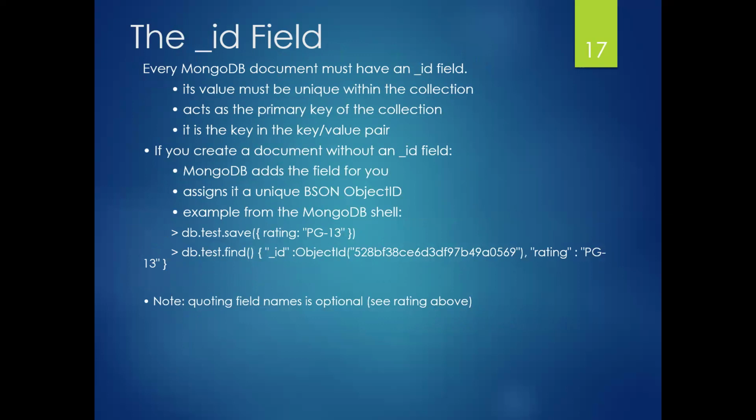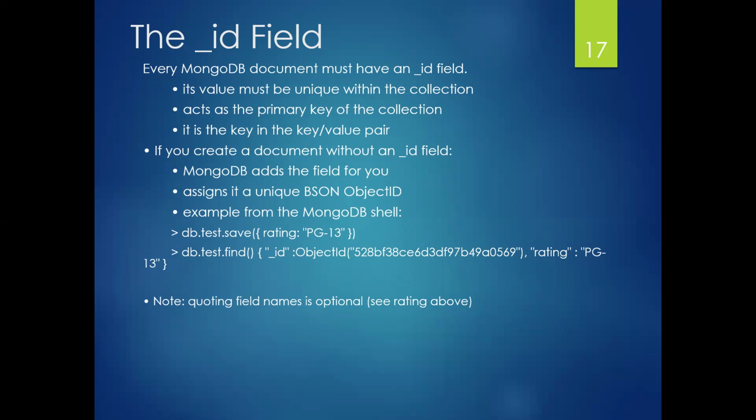The underscore ID field: a MongoDB document must have an underscore ID field. Its values must be unique within the collection, and it acts as the primary key of the collection. It is the key in the key-value pair.